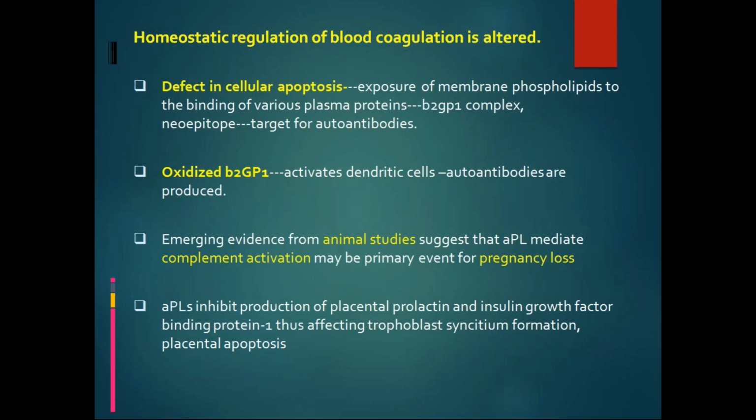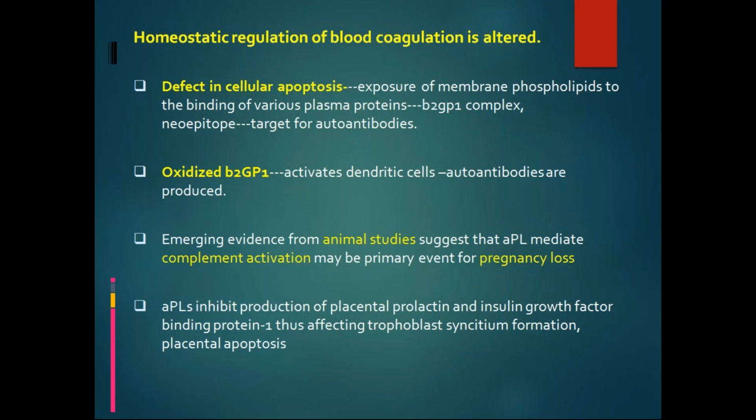And now, how are they organized? When there is a defect in cellular apoptosis, there is exposure of membrane phospholipids to binding of various plasma proteins. It's a continuation of the previous slide. The beta 2 glycoprotein 1 complex is activated because of the antibodies, and then it might lead to complement activation. Whenever there is complement activation, there is a chance of pregnancy loss.